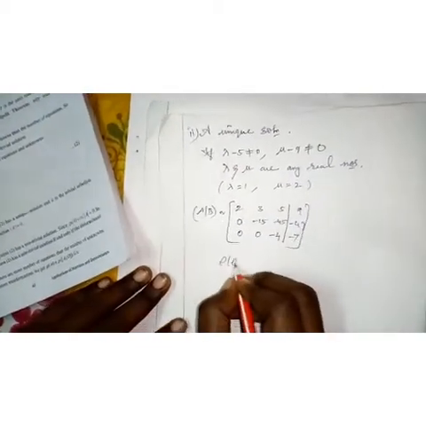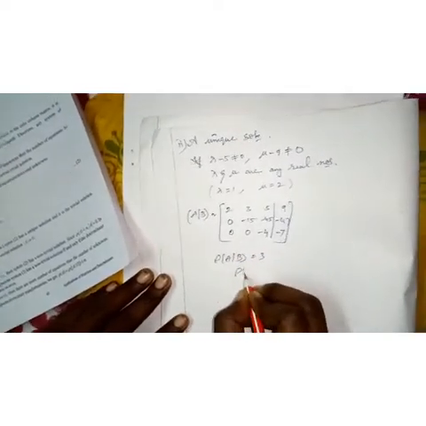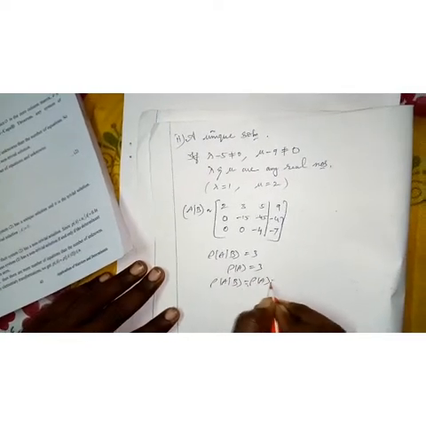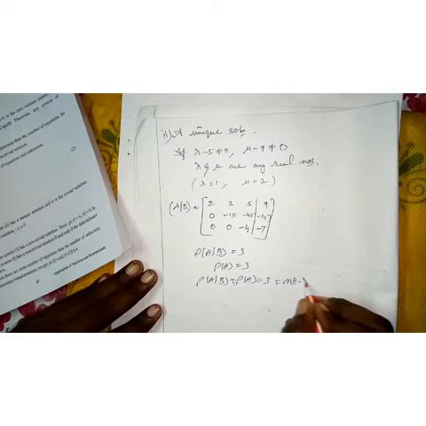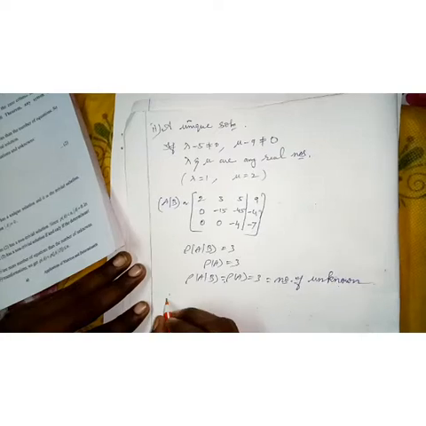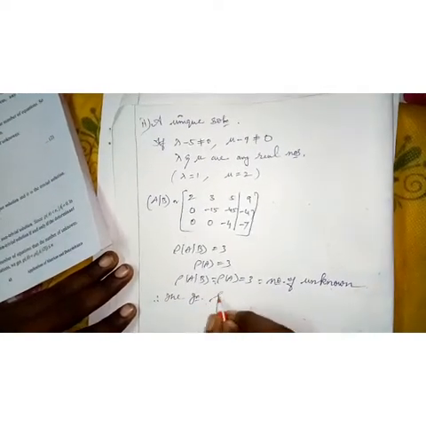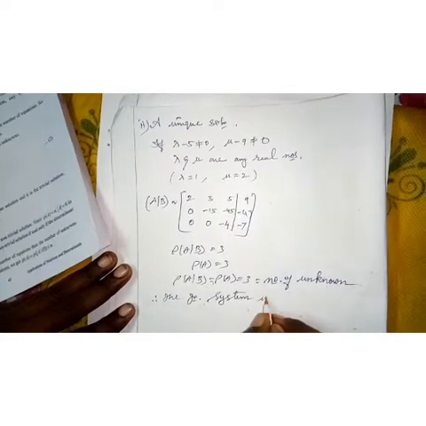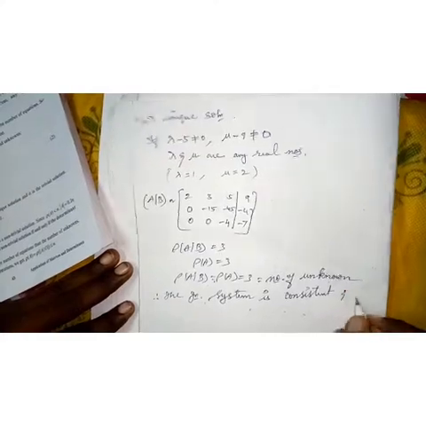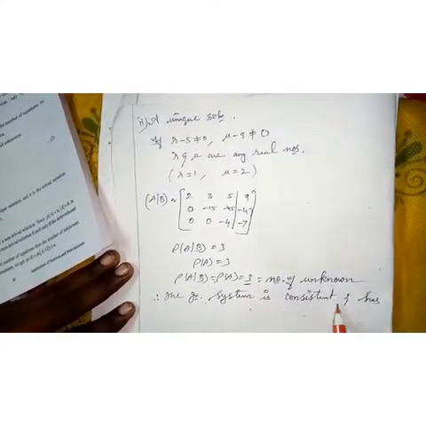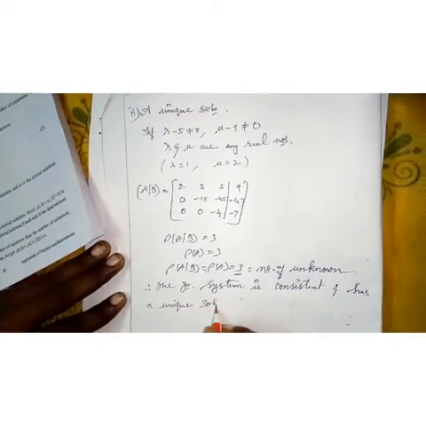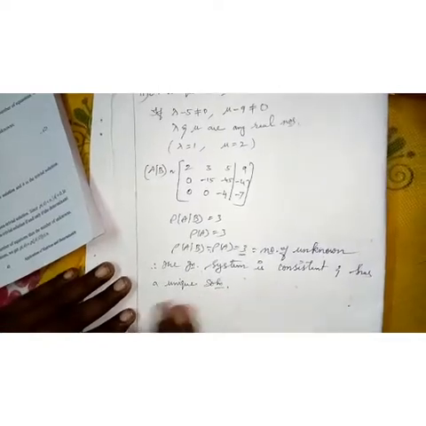Now I'll come to here. Rank of [A|B] equal to 3. Rank of A equal to 3. So rank of [A|B] equals rank of A equals 3. That is equal to the number of unknowns, you can write n. Therefore, the given system is consistent and has a unique solution. That's all. In this, some children, you just have to show. No need to find out any answer.